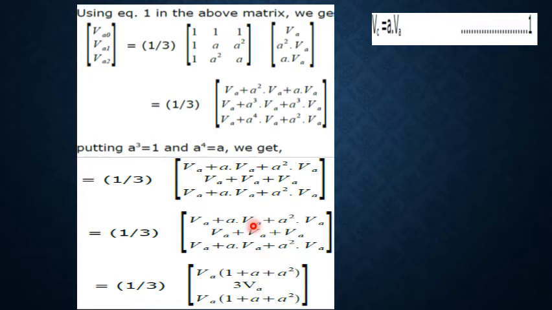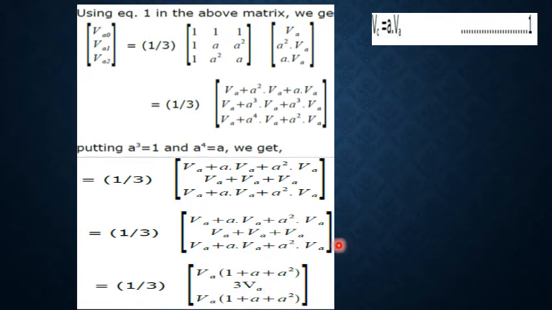Now let us take Va as common from this sub matrix. If I take Va as common, what is left over? So 1, its coefficient will be 1, so 1 plus, and this term's coefficient is a, plus this value's coefficient is nothing but a square. So we are going to get Va into 1 plus a square, and if I add Va plus Va plus Va, we are going to get obviously 3Va. And similarly here we are going to get the sub matrix by Va into the bracket 1 plus a square.